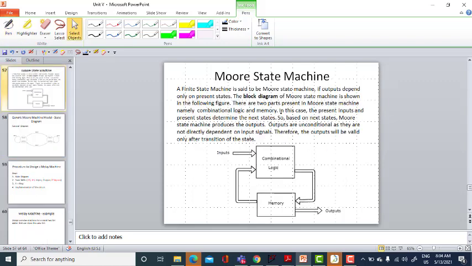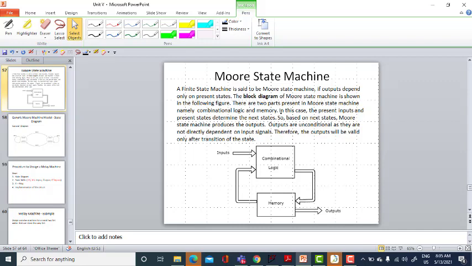Right. So the Mealy machine is also a finite state machine, an example of a finite state machine. And if you look at the diagram of your Mealy model, the output depends on the present state of the flip-flop, the memory element. The memory element is usually a flip-flop. So the block diagram of the Mealy machine is shown here. There are two parts in the Mealy machine: one is the combinational logic and the other is the memory.